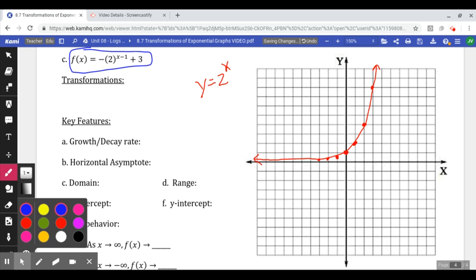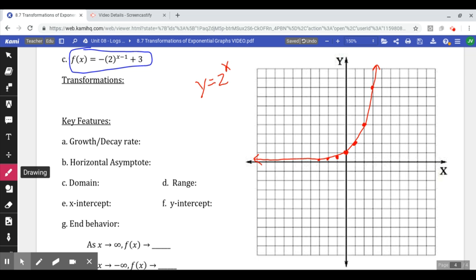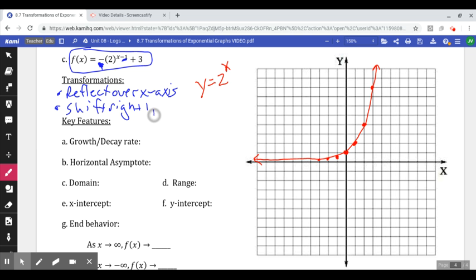We can now take a look at our transformations and figure out how to make the blue graph, or f of x, from the red graph. So let's take a look at those transformations. First of all, let's take a look at the negative sign, which is right here, and that's going to be a reflection over the x-axis. And then we have a shift here. Now I'm going to look at the number that's being added or subtracted to the x. That's a minus 1, so we're going to have a shift right 1, and then up 3.